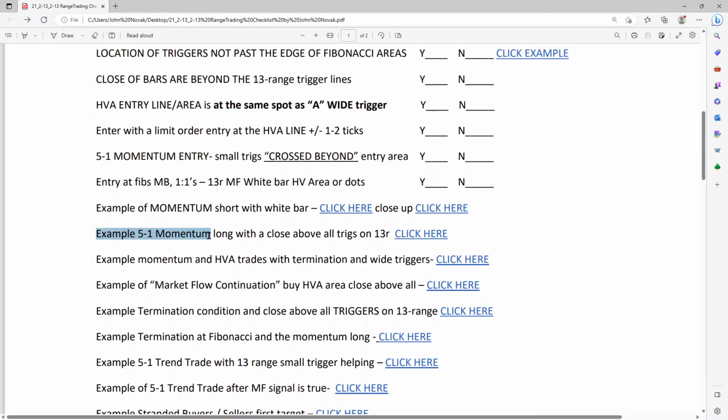So here's an example that I put together for you of a momentum long with a close above all triggers on the 13 range. So it's the same thing as this one, but in reverse.